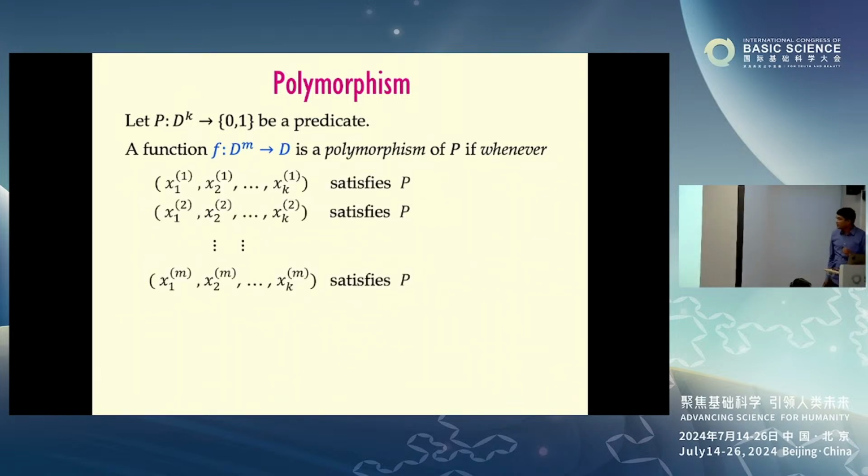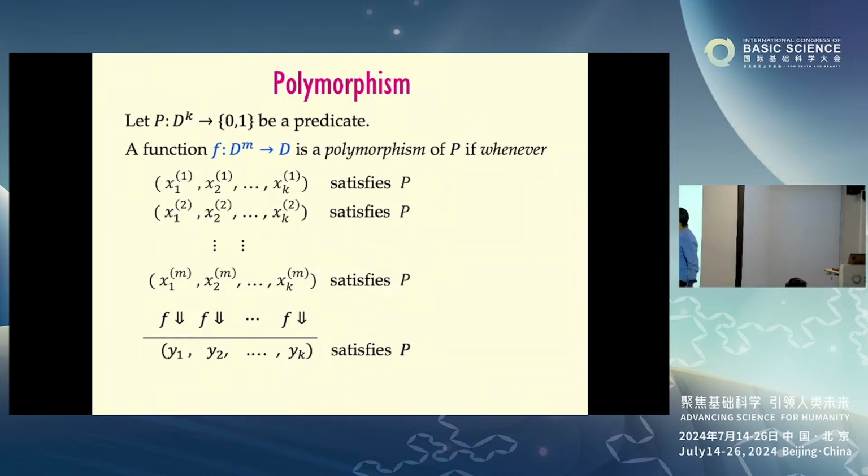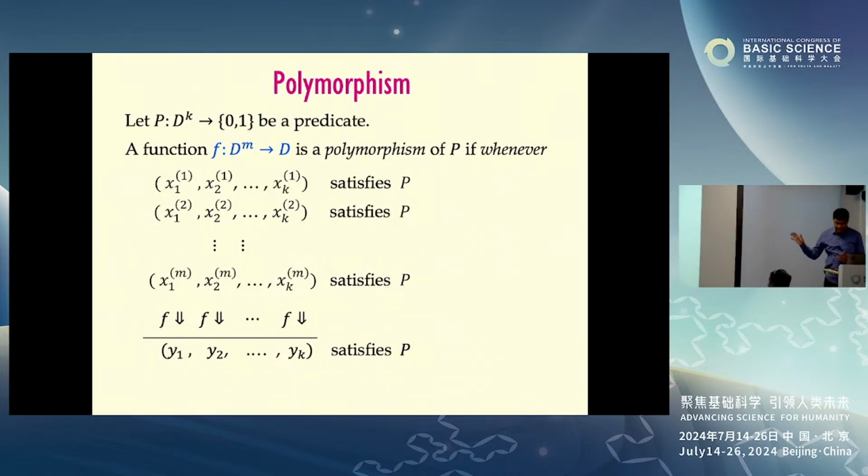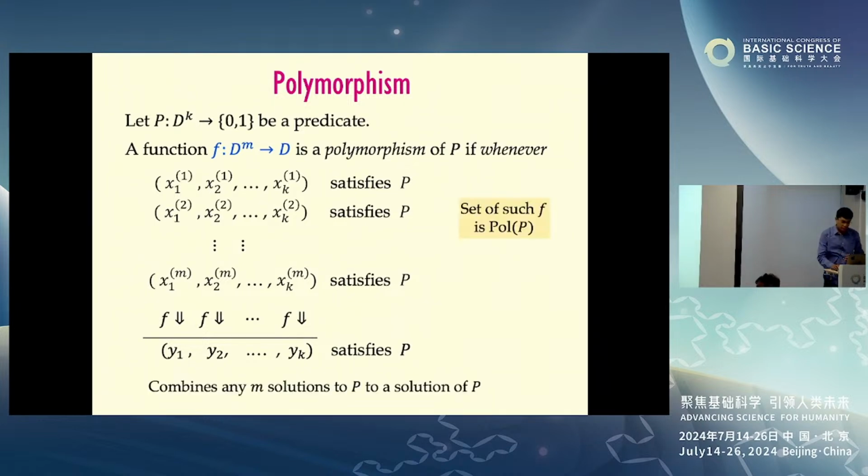If the following holds. If you take an arbitrary set of m tuples which satisfy P of your choice, and then you apply your f. Now, f can be applied to m elements of d, so you can apply f along the columns. Apply f along the columns, and you are going to get a new row, a new tuple that should also satisfy P. Okay, I will give examples in the next slide. So, it is basically a closure property, a higher order closure property. If I take m solutions and I combine them using f, I will get a new solution. Okay, that is exactly what I have said down here.